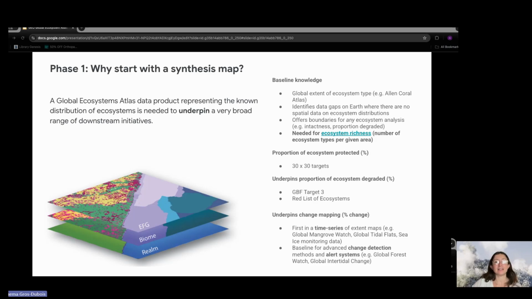We're currently in phase 1 of the project, which is focusing on developing the synthesis map to help support a broad range of downstream initiatives, some of which you can see on the right-hand side of the slide here. So essentially, we're building the foundations to one day enable more advanced monitoring of the world's ecosystems, such as change detection and alert systems. But first, we need to understand where the gaps in the data exist and work to fill in these gaps to produce a more comprehensive baseline.